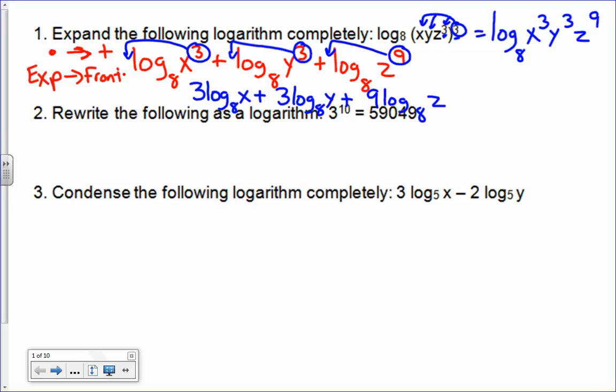All right, I'm going to erase it so you can see number 2. So if you need to go back, just rewind back and see what the answer is.